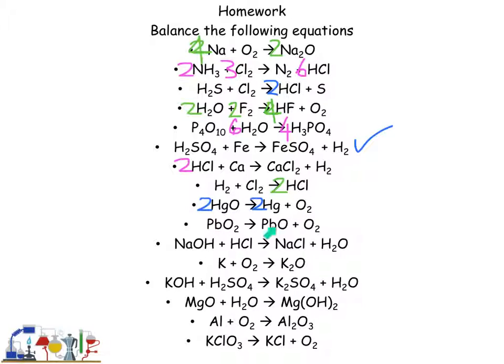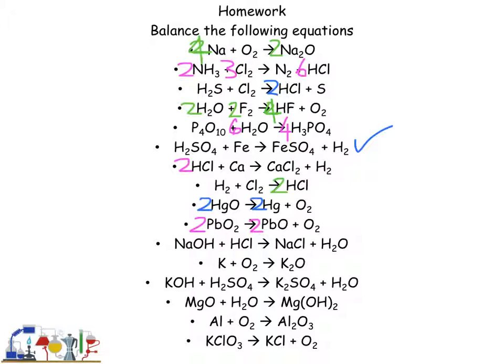1 lead on the left, 1 lead on the right. 2 oxygens on the left, 3 oxygens on the right. Oh dear, we're going to put 2 over there. Let's try again. 2 leads on the left, 1 lead. Okay, let's try again. 2 leads on the left, 2 leads on the right. 4 oxygens on the left, 2 plus 2, 4 oxygens on the right.